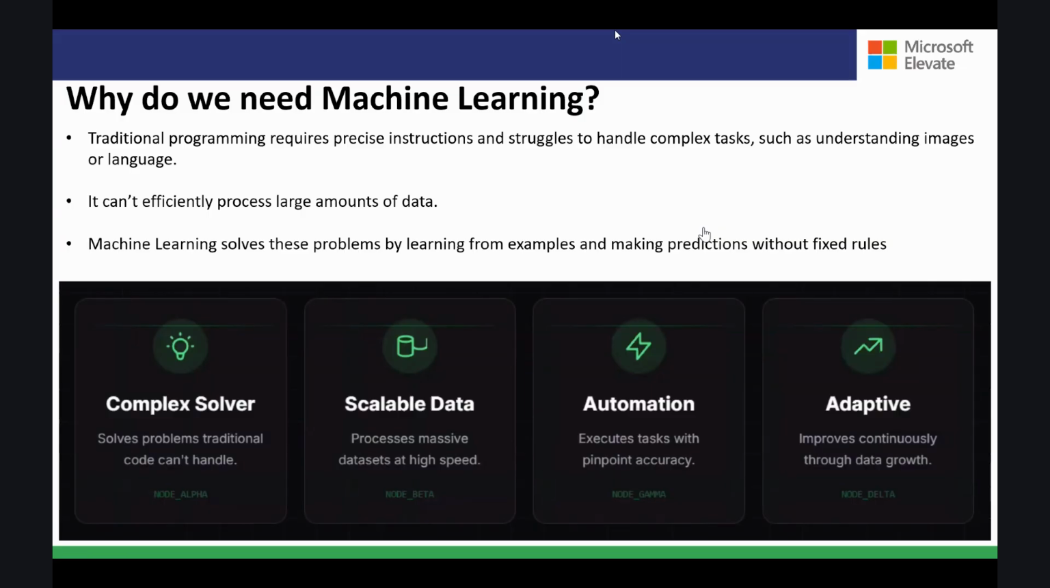Machine learning solves problems by learning from examples and makes predictions without fixed rules. It means in machine learning, you don't need to define a specific rule. You can just control it. And how to control it? This is called hyperparameter tuning. Can anybody tell me what hyperparameter tuning is? To control the learning of a machine, we use hyperparameter tuning. Something related to hyperparameters, if you guys know.